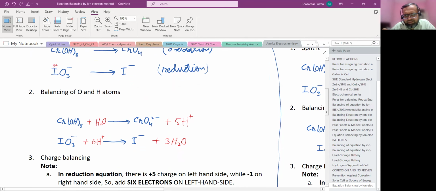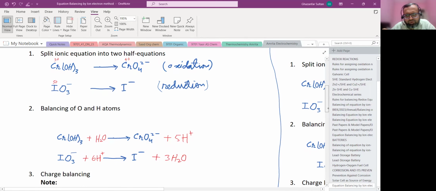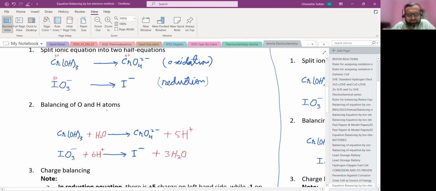Now the second step is the balancing of oxygen and hydrogen atoms. Before balancing oxygen and hydrogen, we should note that the other atoms are balanced. You can see one chromium on the left side and one chromium on the right side, so chromium is already balanced. Iodine is also balanced on both sides. So we don't need to balance the other elements except oxygen and hydrogen.